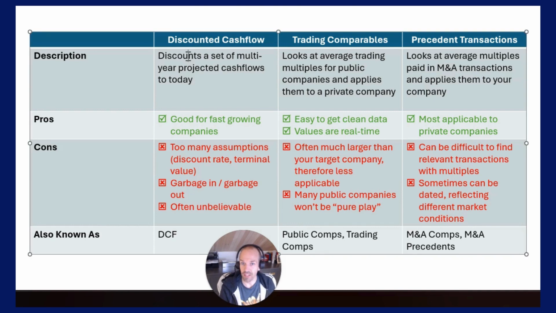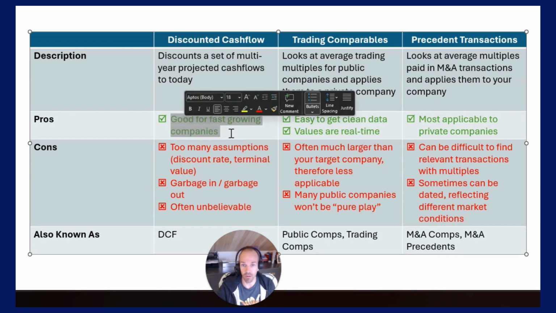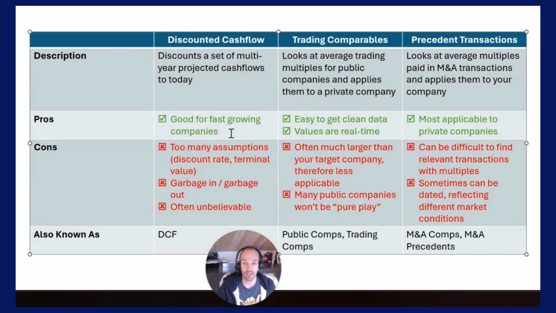What does a discounted cash flow do? Well, it basically takes a set of multi-year projections, let's say typically 5 to 10 years, and discounts that back to today to come up with a value. I think where it's very applicable is for very fast growing companies. So a company that doesn't have revenue today, but has invested a lot in technology or whatever it might be, and revenue and financial profile is on the come. It can be very relevant because you can't do the other methods on a company with no revenues or no EBITDA or no net income.